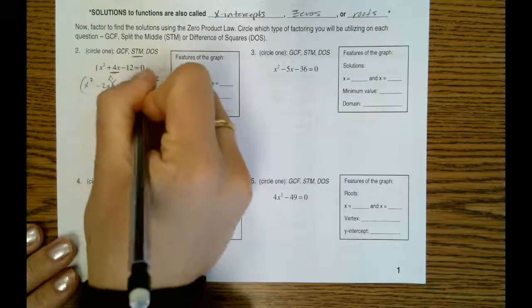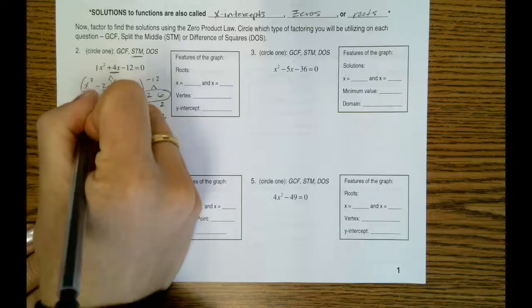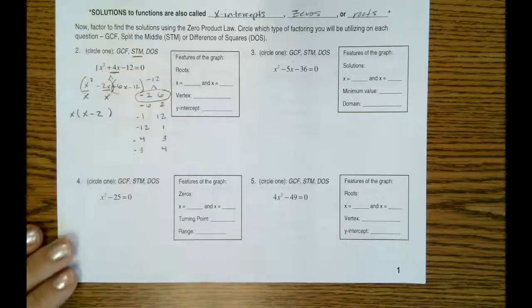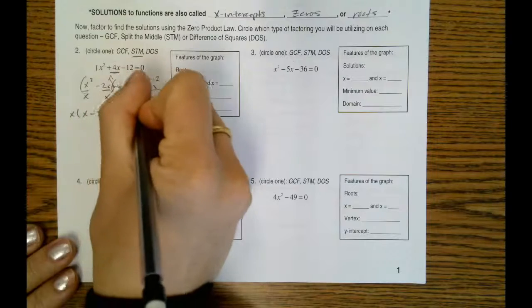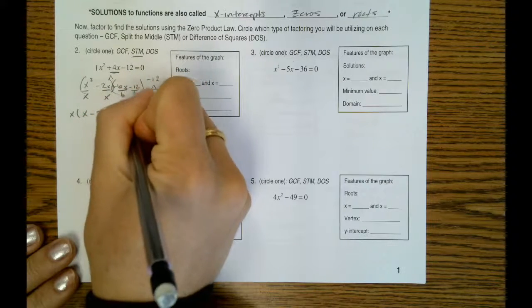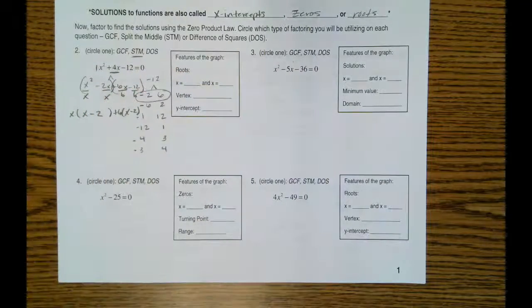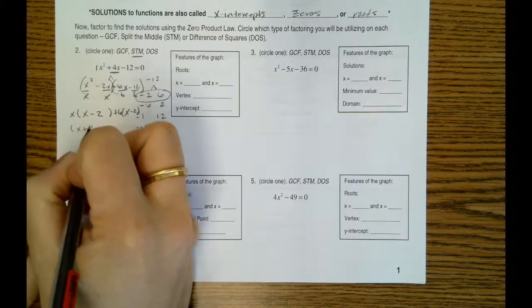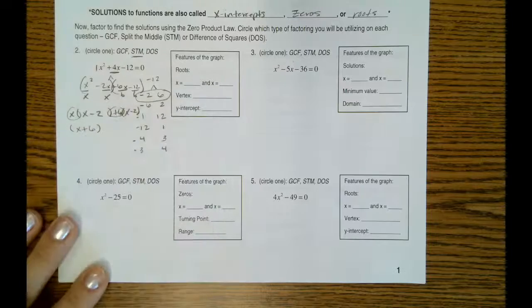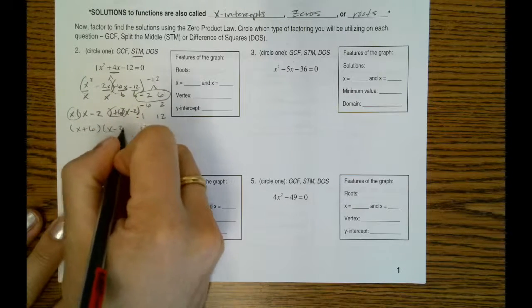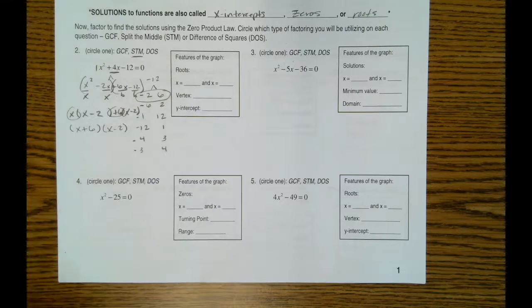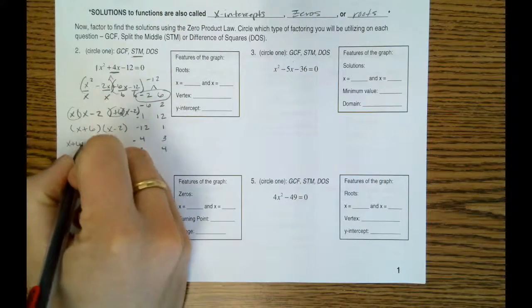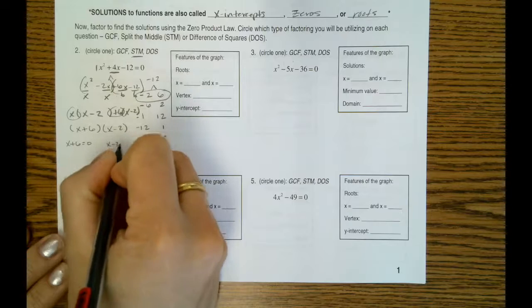Okay, and then I can group. Here, I have an x in common, so I'm going to factor that out of those first two. Here, I have a 6 in common, so I can take that out. Right, so now I'm left with x plus 6, right there. That becomes one of my answers, and then x minus 2 is my other. Now, just like we did up here for number 1, we're going to set both of these equal to 0 and use our zero product law.